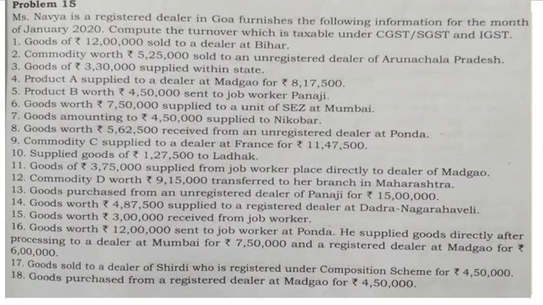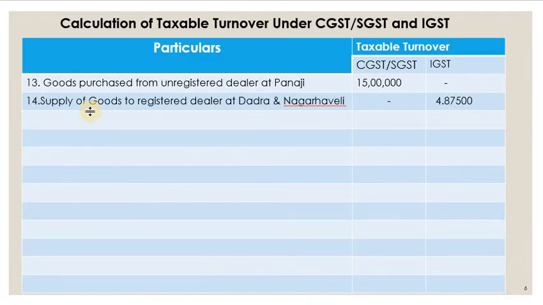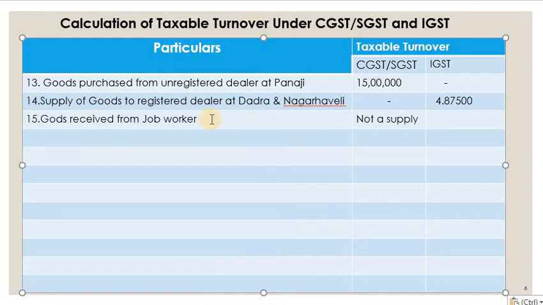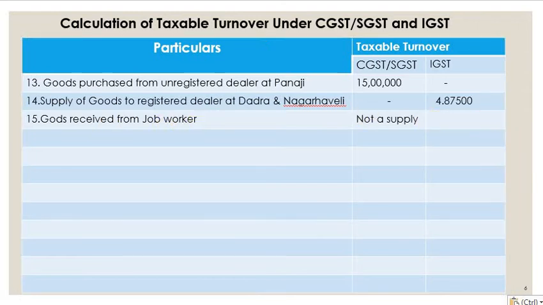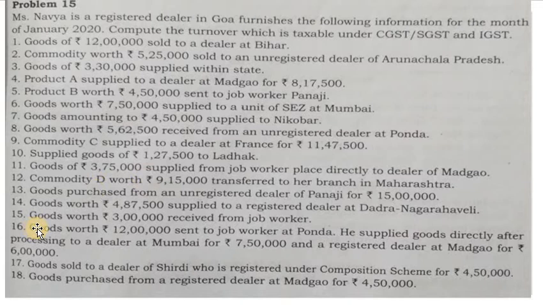But still let us write down the transaction here, otherwise we have to give the notes. So I have written goods received from job worker, not a supply. Okay, let's go to the next one. The 16th one: goods worth rupees 12 lakh sent to job worker at Ponda.